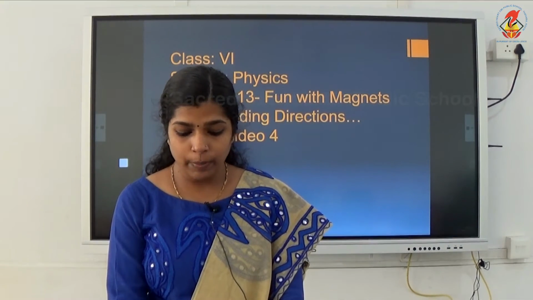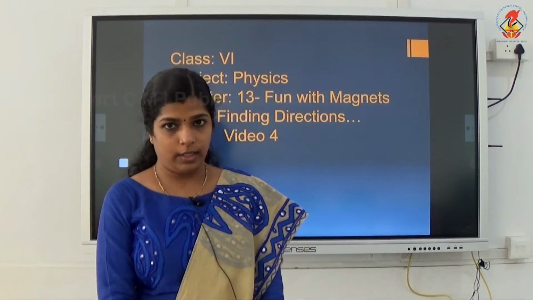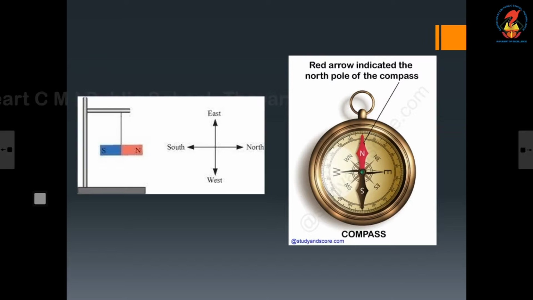To identify the north pole of the magnetic needle, it is always painted in a different color. So, this one is a magnetic compass, and this is the north pole of the magnetic compass. Normally, it is painted in red color to identify it as the north pole of the magnetic compass.